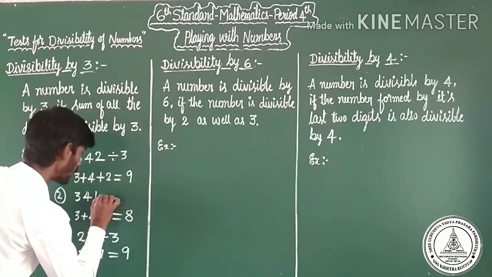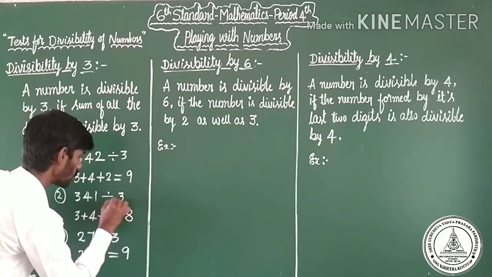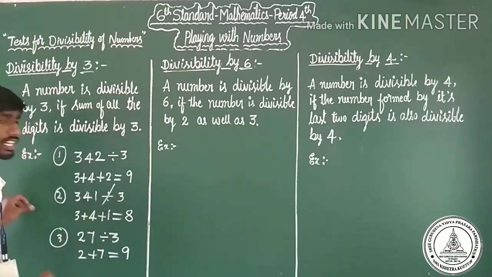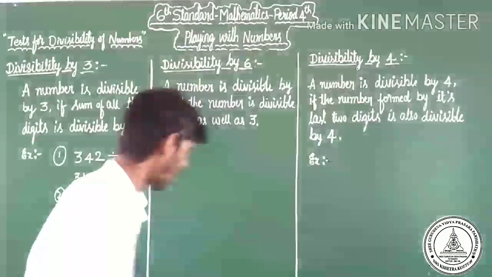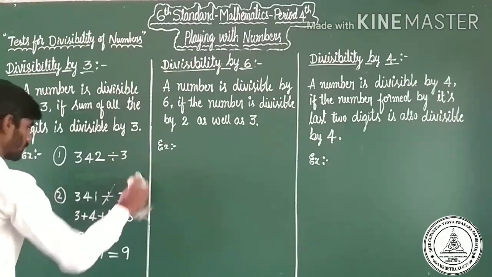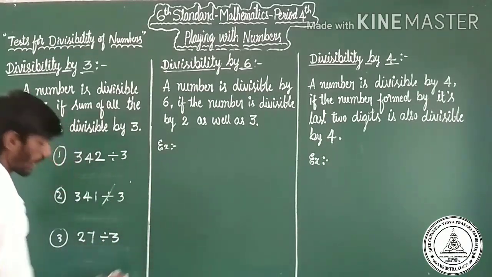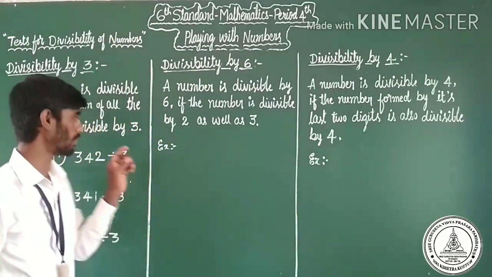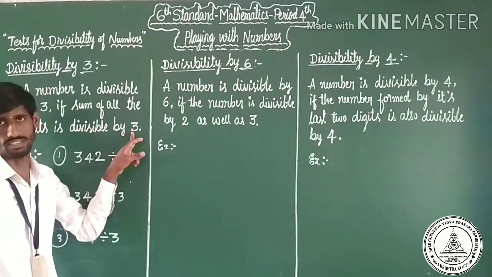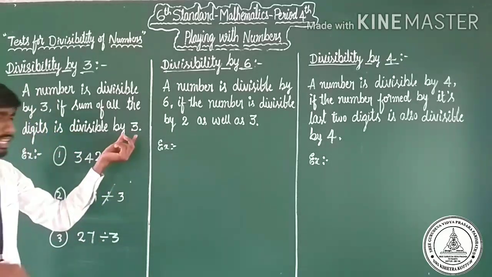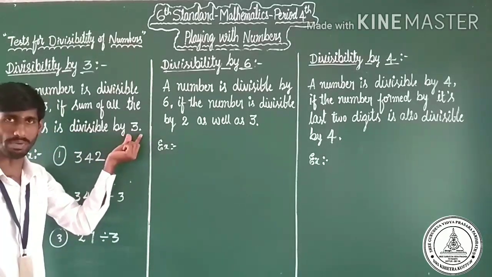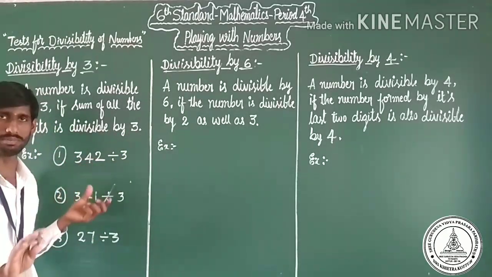But it is not divisible by 3. I hope you have understood. Take all the digits and add them. The sum must be a multiple of the given digit 3. Then if the sum is a multiple of 3, the whole number is divisible by 3.